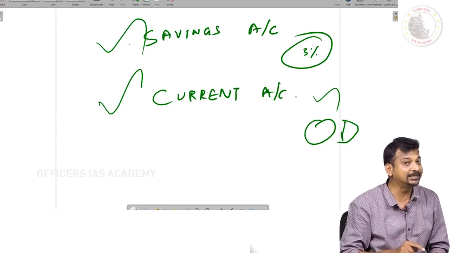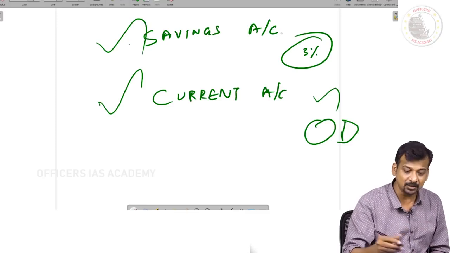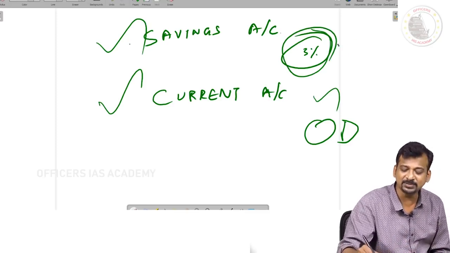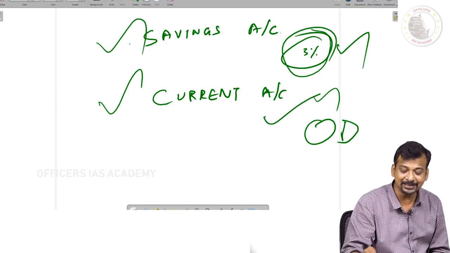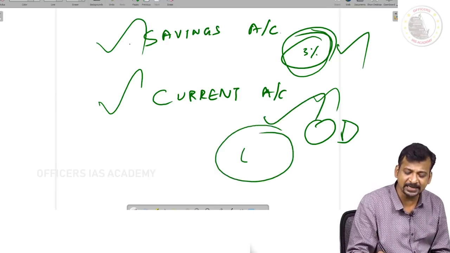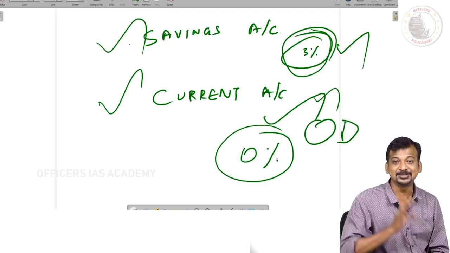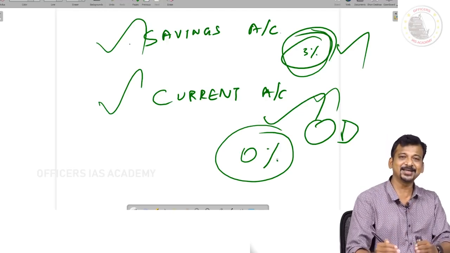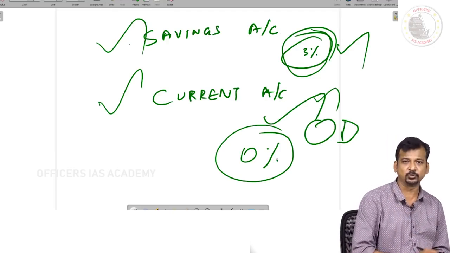However, one small negative is there in current account. In a savings account, you get some 3%, 3.5% or 4% interest, whereas in a current account, they don't pay any interest for the organization. It is 0% interest. So these are the two differences between the savings account and current account.